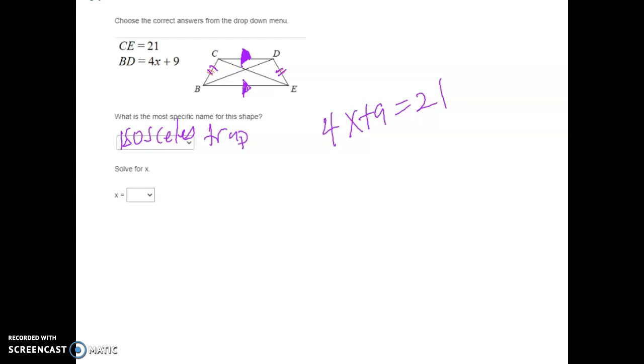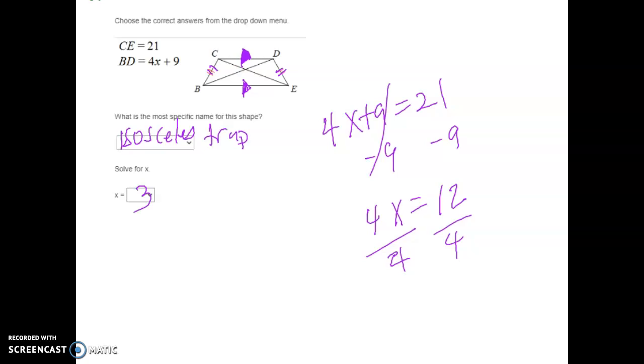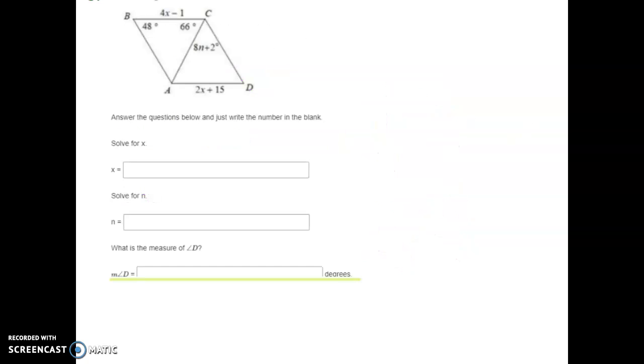trapezoid. And now we're asked to solve for x, so we subtract 9 from both sides and set 4x equal to, what is that? 12? Divide both sides by 4, and I'm getting x equals 3. All right.